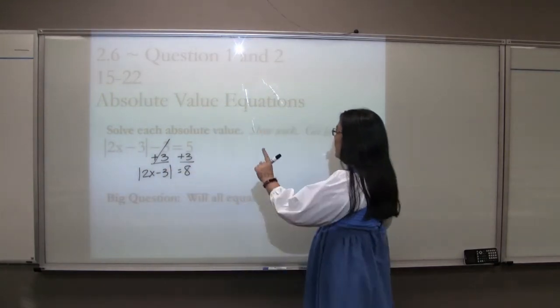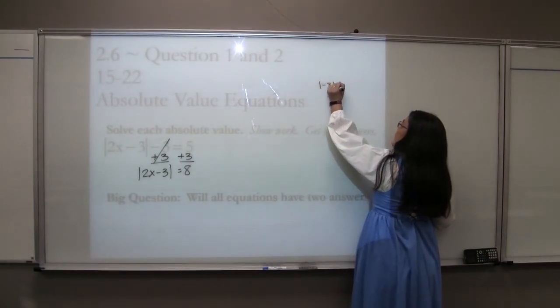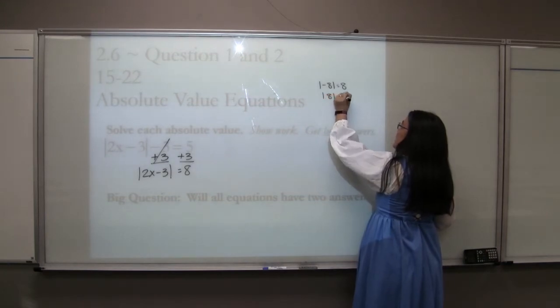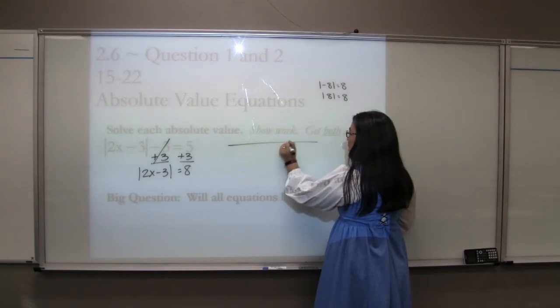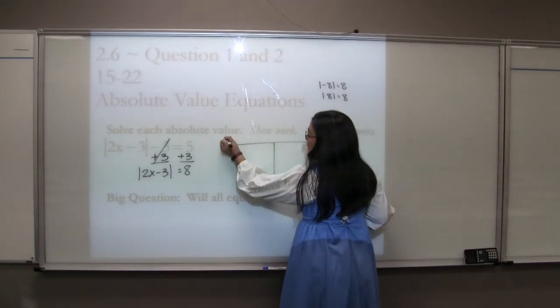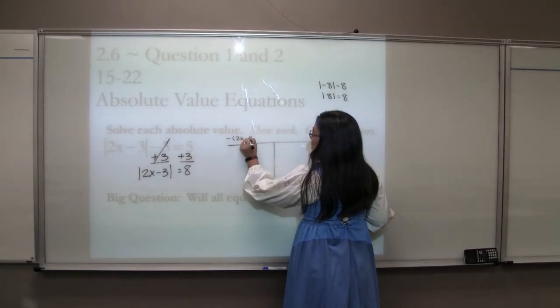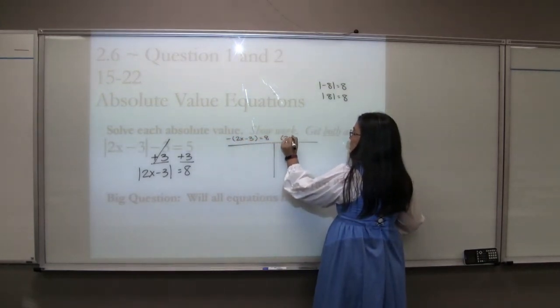Now, consider, based on the last slide, -8 would equal 8, but also 8 would equal 8. So, this inside could be negative. Or the inside could be positive.